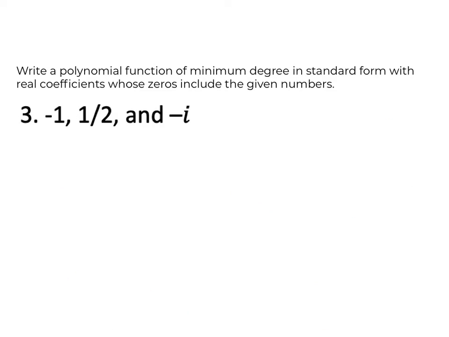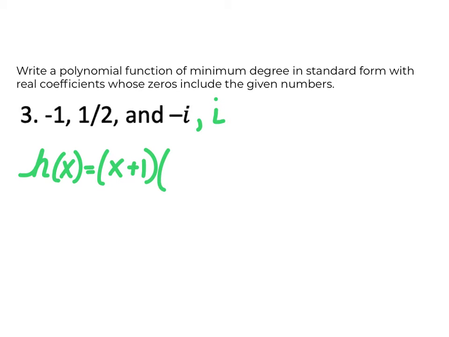In our third example, we encounter a complex zero. So we're told that -i is a zero. Well, by the complex conjugate theorem, you need to know that i is also a zero. They come in pairs. This would give me h of x is equal to x plus 1/2, but rather than writing x minus 1/2, I'm going to write 2x minus 1.